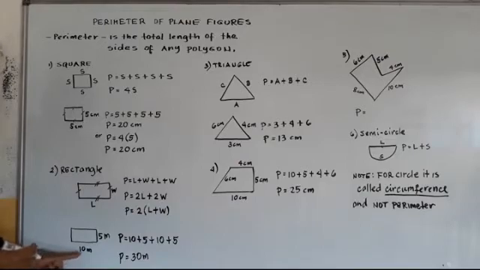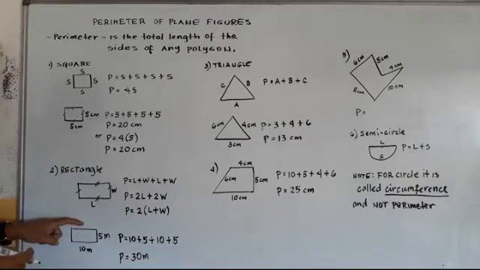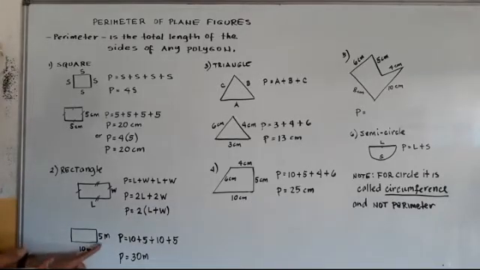So if you have an example of 10 and 5, the length of our rectangle is 10 meters and the width is 5 meters. How much is this one? What's the length on the other side? This is also 10 and this one is 5 meters. So we're just going to add 10 plus 5 plus 10 plus 5 will give us 30 meters.